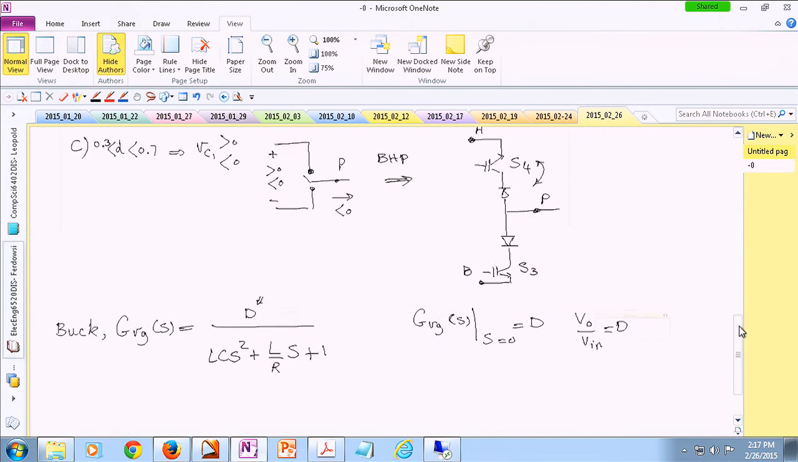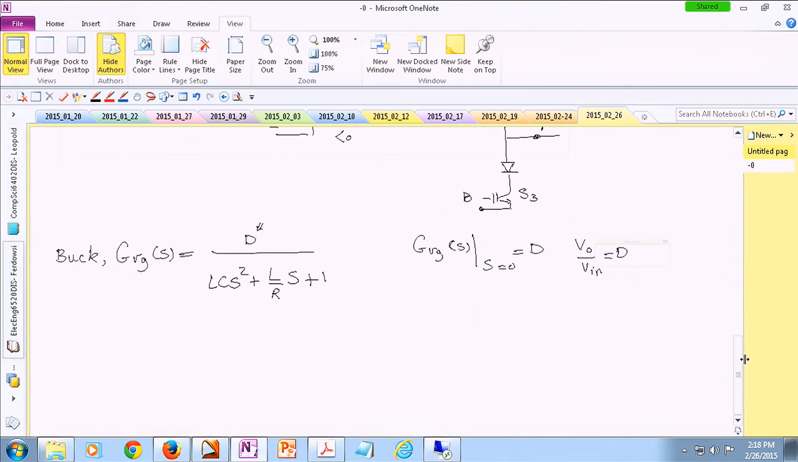Now, as far as this transfer function is concerned, we are good to go. We have the transfer function, we can plot it, we can analyze it, we can do whatever we want with it. However, it is more common to write this transfer function in this form.